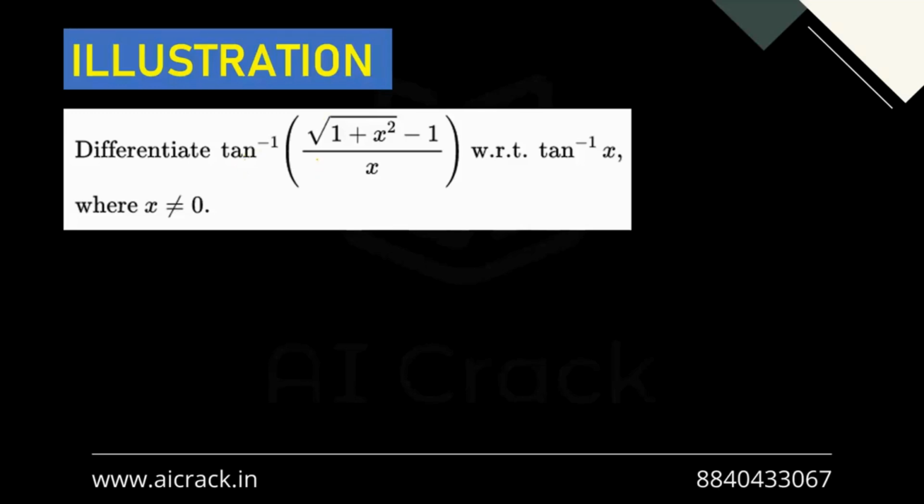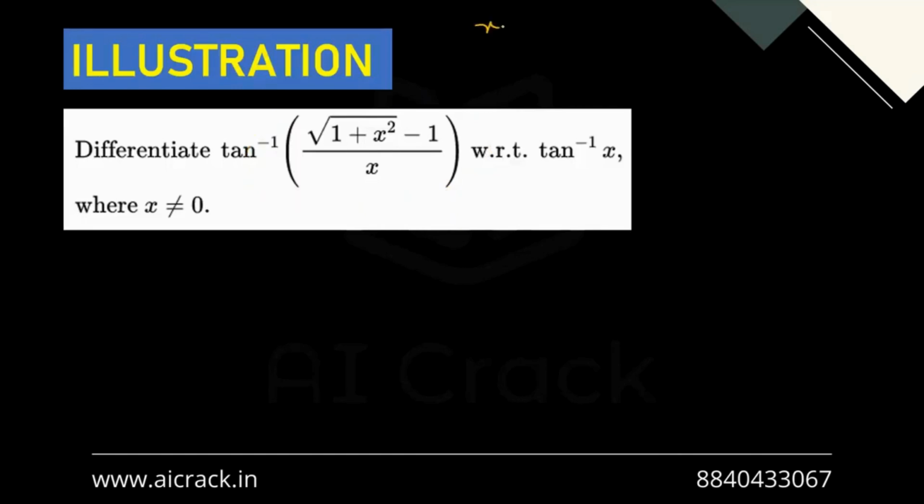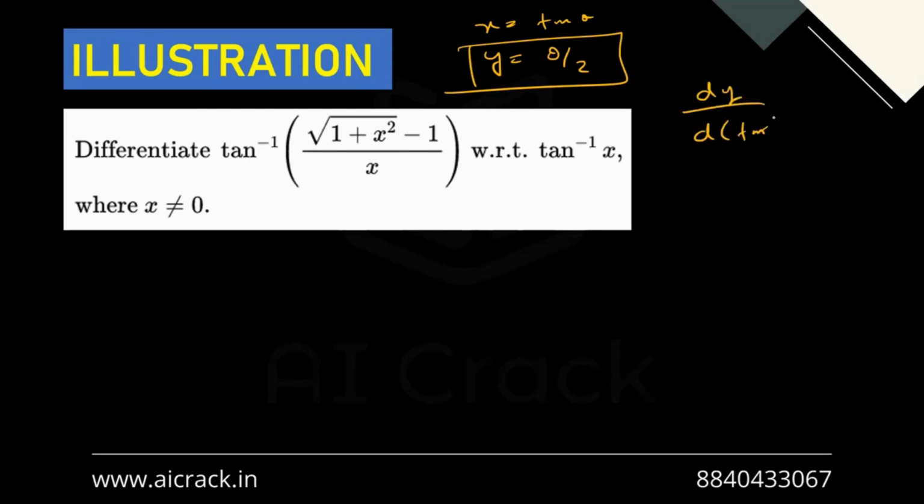We have tan inverse of under root 1 plus x square minus 1 divided by x as the function, and we have to differentiate this function with respect to tan inverse x, right? Now, if you remember that this function is same as this one, right? And what we did over there, we took the substitution x as tan theta, right? Now, after doing this substitution, we got y equals theta by 2 under the assumption that modulus of sec theta is sec theta only, right? Basically, all thetas are in first quadrant. We are assuming that over here, right? Now, we have got this one. Ultimately, we have to calculate dy by d tan inverse x, right?